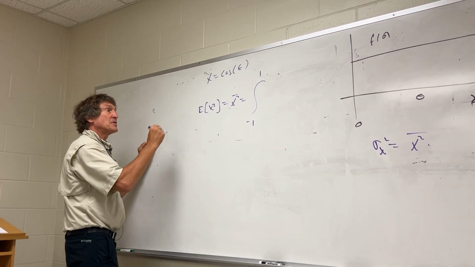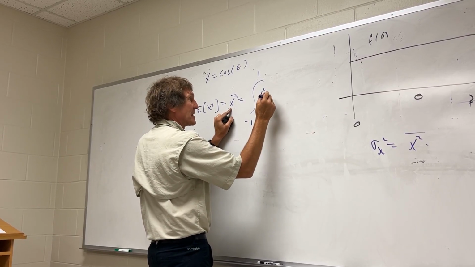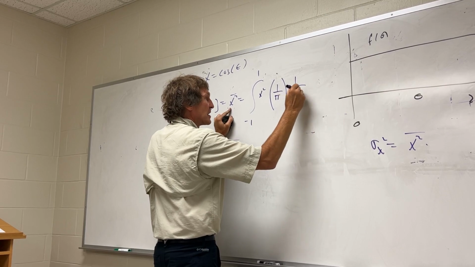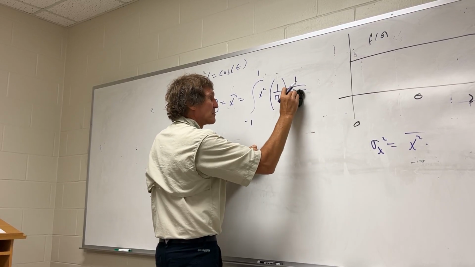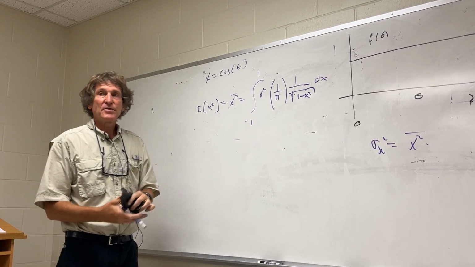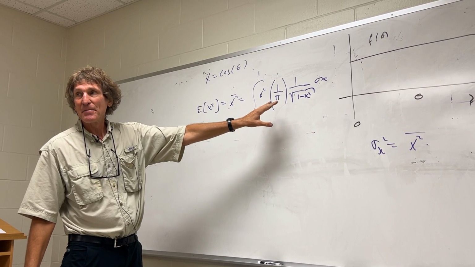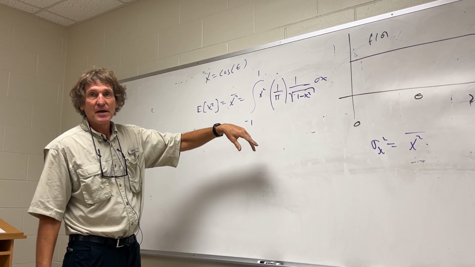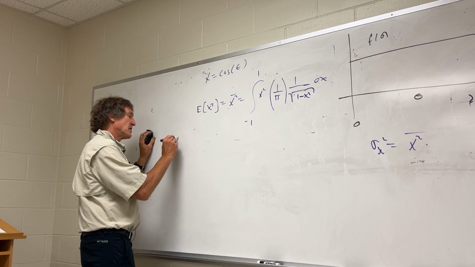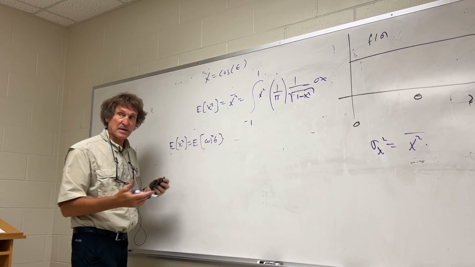All right, ready? If we do it with respect to x, what do we get? Well, we have x squared times f of x, right? F of x is 1 over pi, 1 over the square root of 1 minus x squared, dx. Now, we can do that part, because we can put it in terms of sines and cosines as before. Or, what's another way of getting the expected value of x squared? That's the expected value of cosine squared of theta. Correct, class?